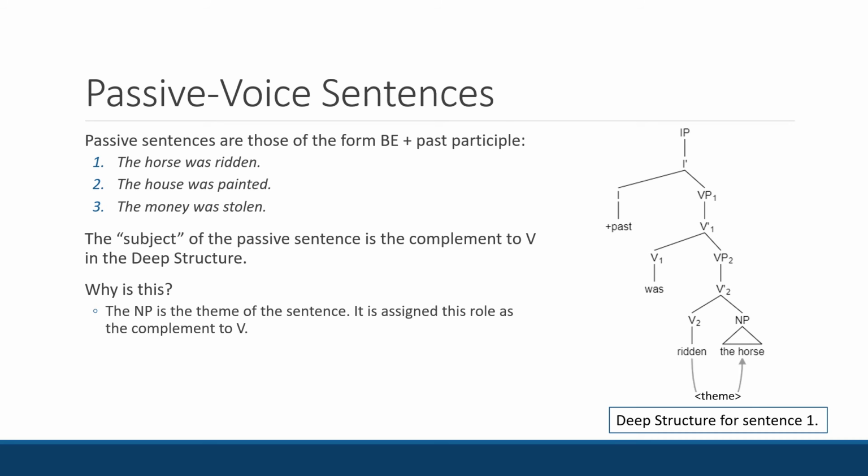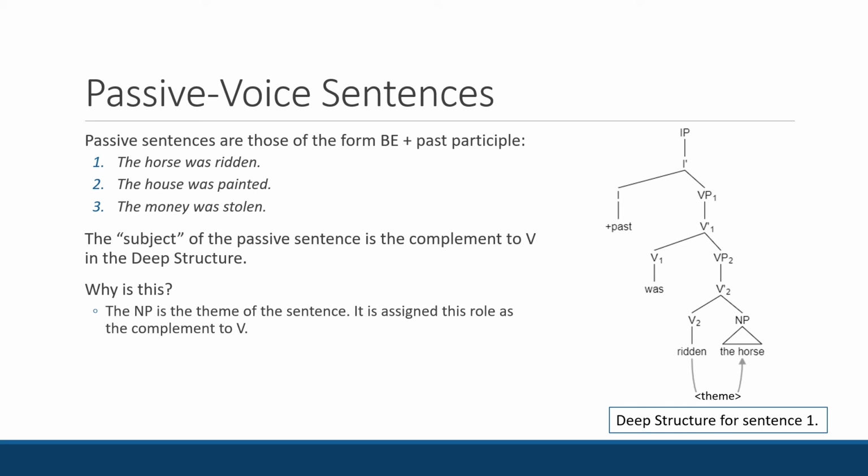So here are some examples of passive voice sentences. And they come from be plus past participle. So this is where the subject of the sentence actually came from in deep structure, from the end of the sentence. So the horse was ridden, the house was painted, the money was stolen, rather than John rode the horse, or John painted the house, or John stole the money. The subject of the passive sentence is the complement to the V in the deep structure. So it's the NP down there.